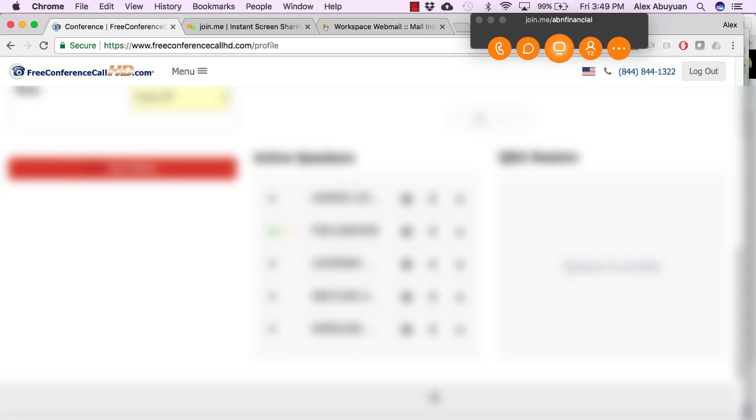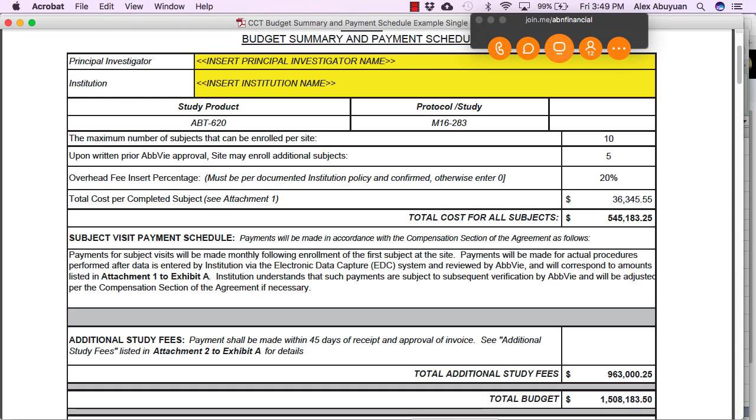I have a question. This is Grover Fish in Kansas City. Back to the budget thing. The first line there where it says maximum number of subjects that can be enrolled per site. Is that listed with every budget, and how does that relate to competitive enrollment? There's no competitive enrollment on these studies when they're only allowing you to do 10.